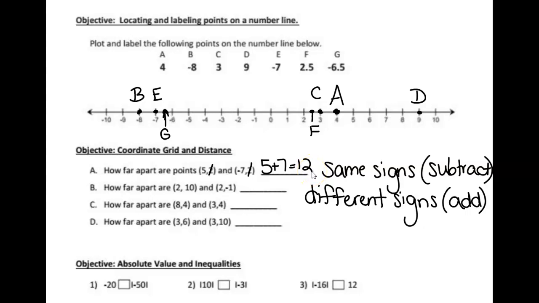How far apart are (2, 10) and (2, -1)? Since the 2's are the same, I have a 10 and a -1. Those are different signs, so I'm going to add 10 plus 1, which equals an 11. How far apart are (8, 4) and (3, 4)? I get rid of the 4's. I'm left with a +8 and a +3. Those are the same signs. I will subtract 8 minus 3, which is 5. How far apart are (3, 6) and (3, 10)? The 3's are the same. I'm left with a +6 and a +10. Same signs, I subtract. 10 minus 6 equals 4.